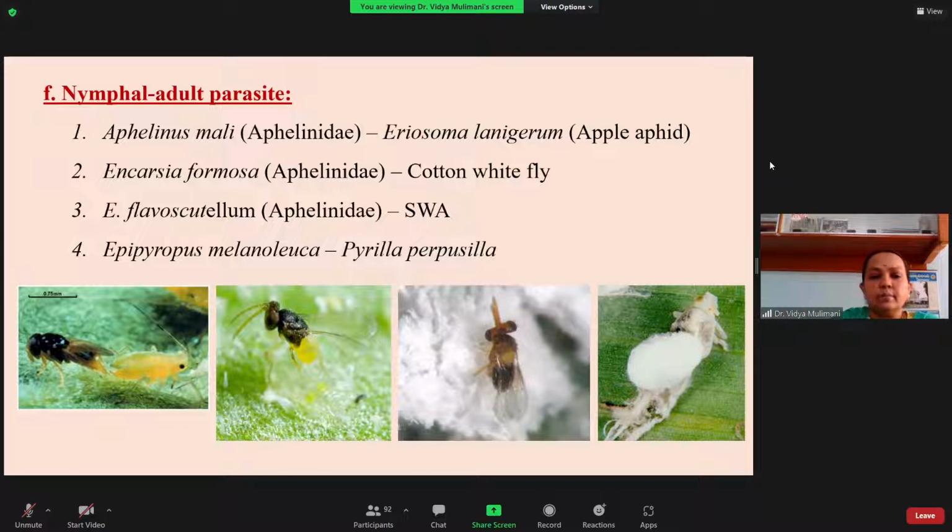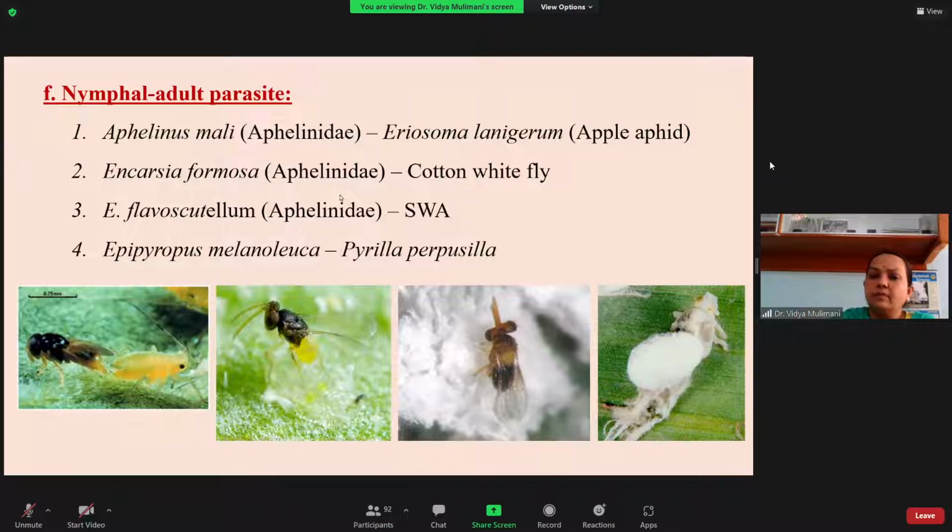So you can call them a nymphal adult parasite. That means they attack the nymphal stage, continue even in the adult, and they do not allow them to become a reproductive female, or the male. An example is Aphelinus mali. Here I have given the Aphelinidae.